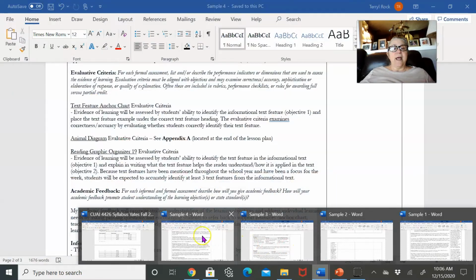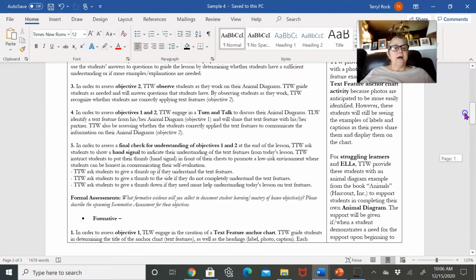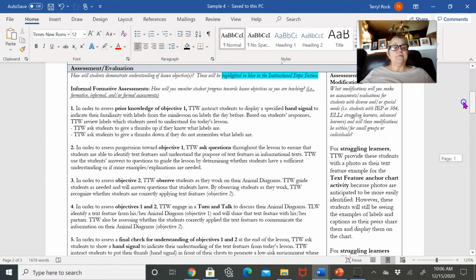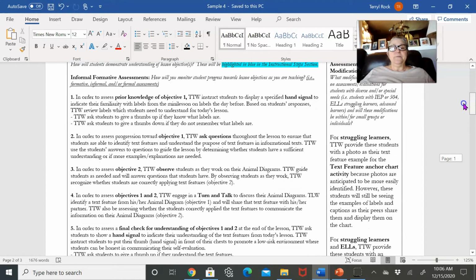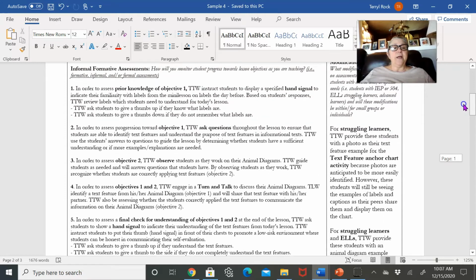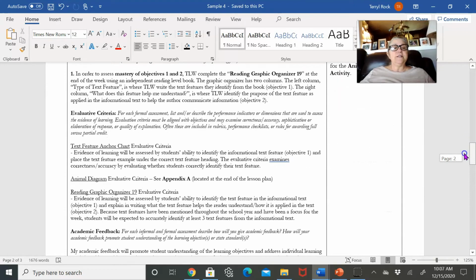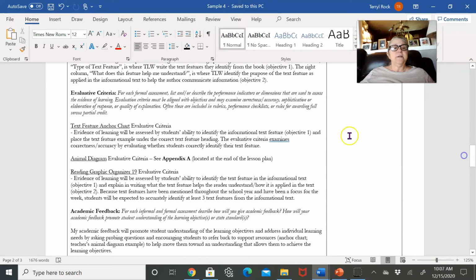Then let's take a look at sample 4. This one is also very nice. So this student has given some very detailed description on how she's going to evaluate informally and formally. And then she's taken each assessment that she's named and she's described the evaluative criteria, or here, as you can see, she directs attention to Appendix A, which is located at the end of the lesson plan.